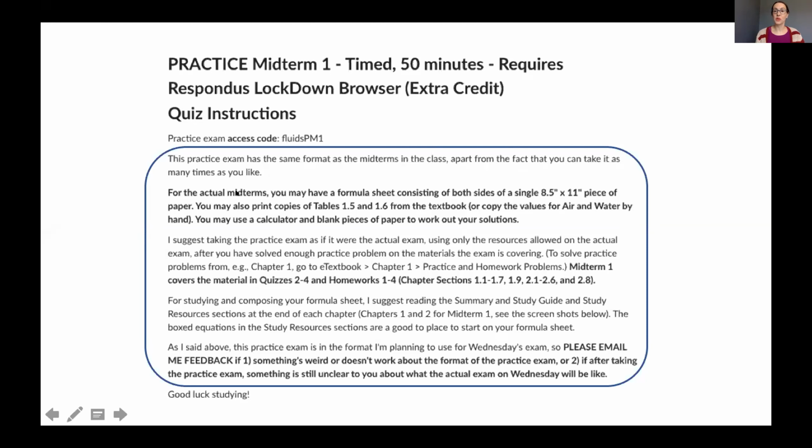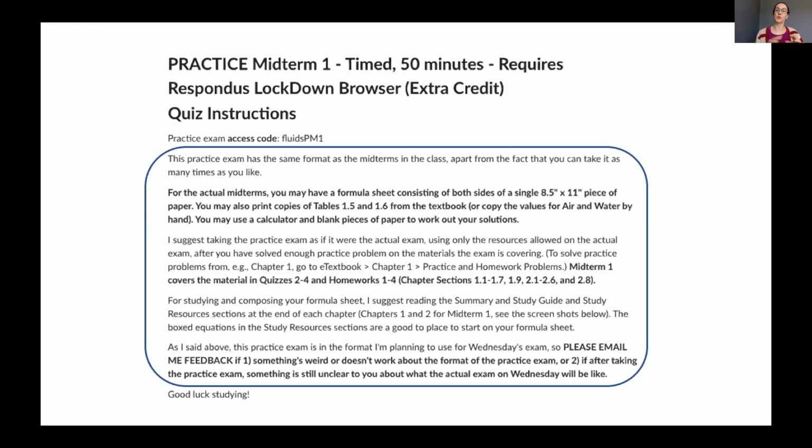For your actual midterms, including the one this week, you may have a formula sheet consisting of both sides of a single 8.5 by 11 piece of paper. You can also print out copies of Table 1.5 and 1.6 or copy down the values for air or water.